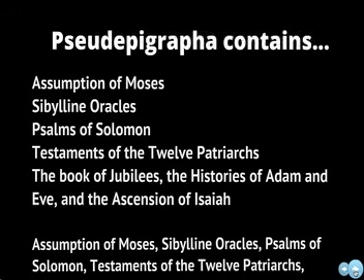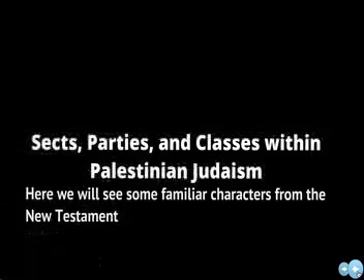Okay, the pseudepigrapha contains, now this is the Christian pseudepigrapha. It includes the Assumption of Moses, the Sibylline Oracles, the Psalms of Solomon, the Testaments of the 12 Patriarchs, Book of Jubilees, History of Adam and Eve, the Ascension of Isaiah, the Assumption of Moses. The Sibylline Oracles are again listed, Psalms of Solomon, and so on. It's huge.